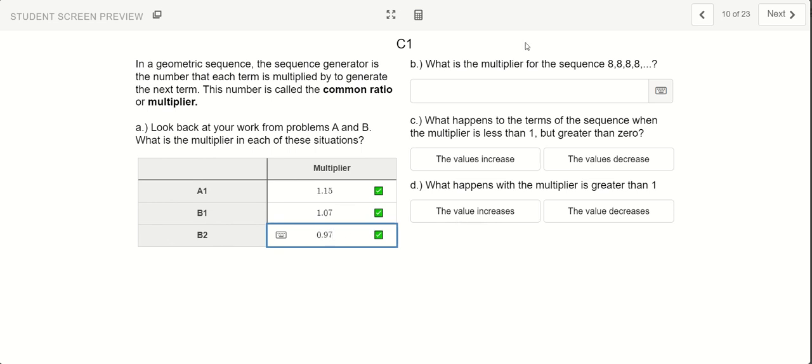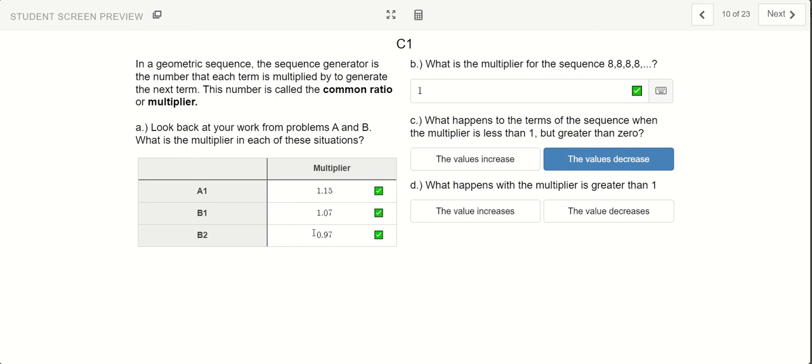All right, what do I need to multiply in order to get 8, 8, 8, 8, 8? To keep it the same, I know that multiplying by 1 keeps things the same. 8 times 1 times 1 times 1 keeps it the same. If my term is less than 1 but bigger than 0, like 0.97, it's going to get smaller. I'm not multiplying by 100%, I'm losing percentage. If it's less than 100%, it's going to get smaller, and if it's greater than 100%, it's going to get bigger. The value is going to increase.